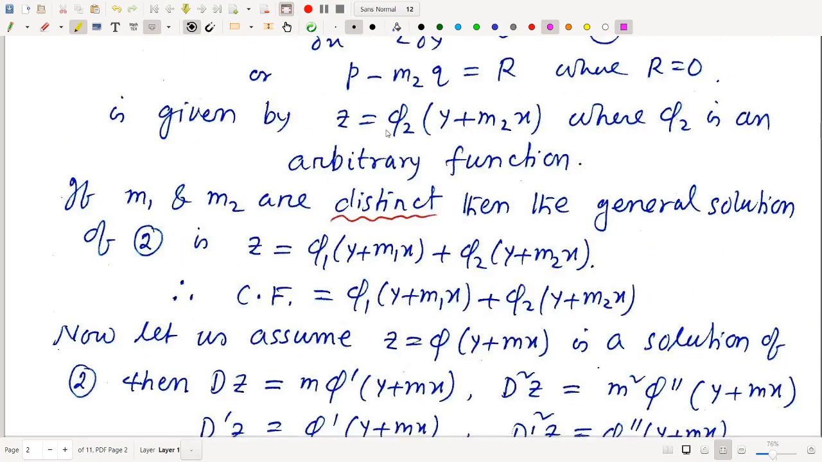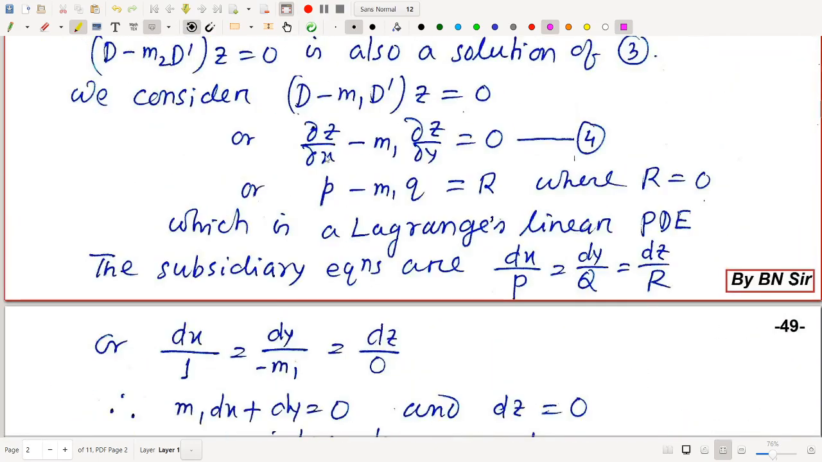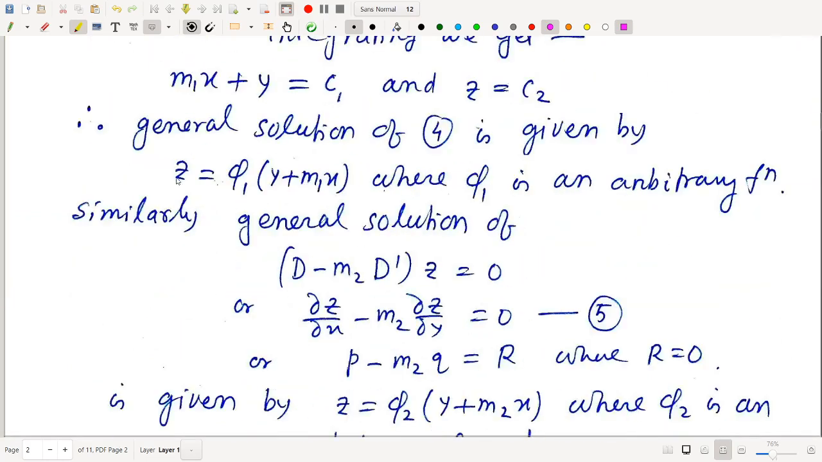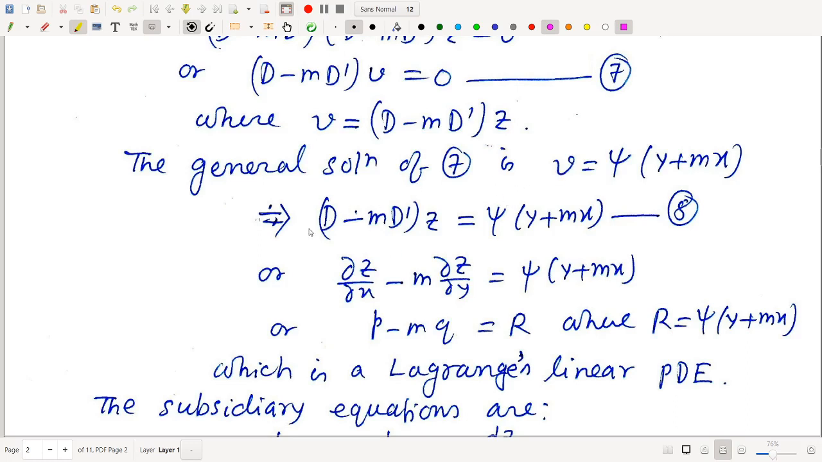Solving a similar equation, (D − m1D')z = 0, we got z = φ1(y + m1x). So surely here we shall get b = another function ψ(y + mx), where m1 is m here. Now this implies, put the value of b: b means (D − mD')z, so (D − mD')z = ψ(y + mx), number 8.